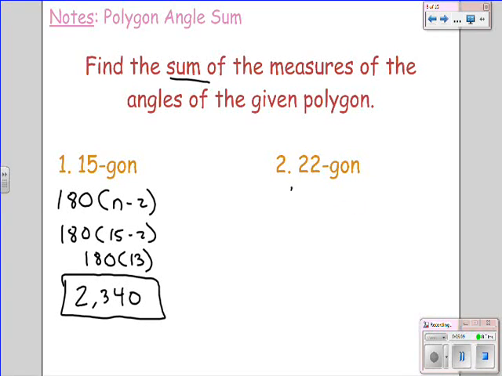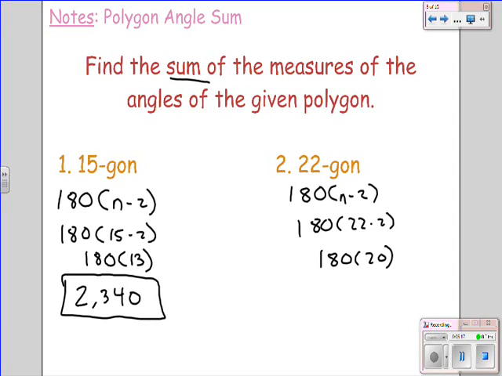Okay, let's write the formula. 180 times n minus 2. So 180 times 22 minus 2 gives me 180 times 20. I do the math and I get 3,600.